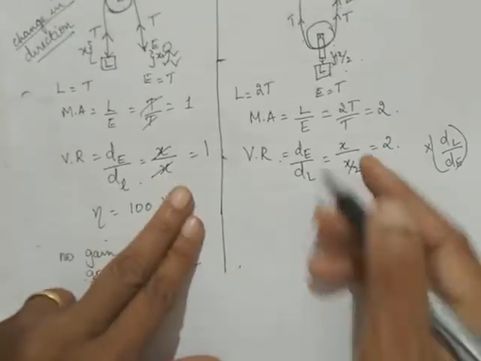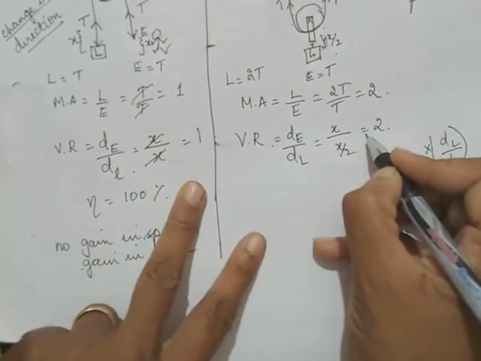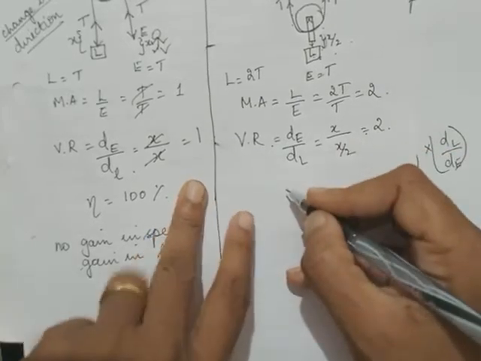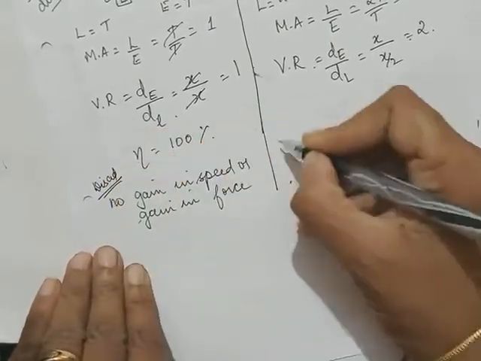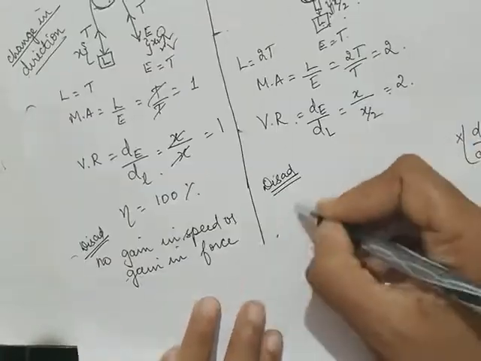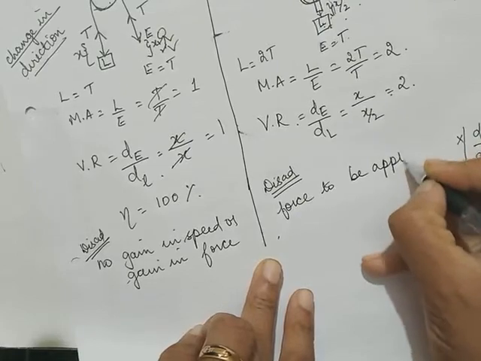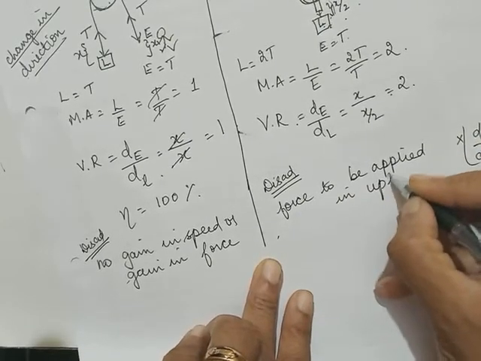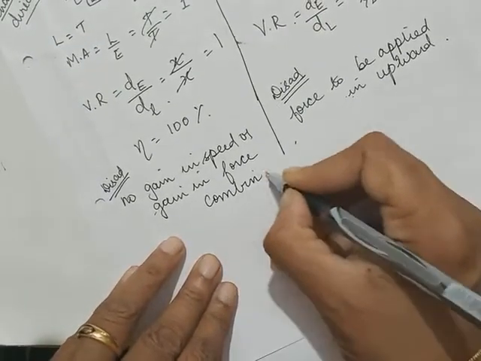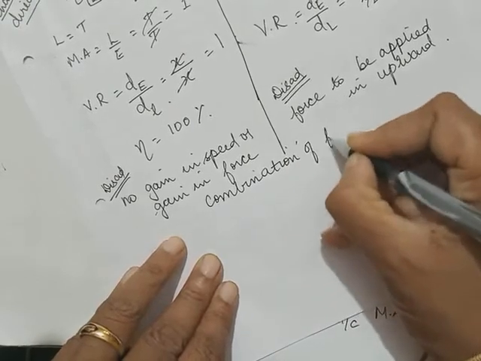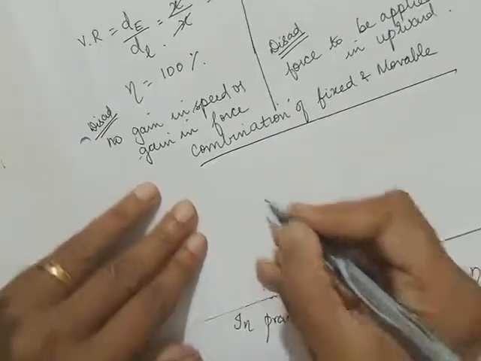Now in this case, it can be used as a force multiplier as well as a speed multiplier. But what is the disadvantage? Again, force has to be applied in the upward direction. So to overcome this, what do we use? A combination of fixed and movable pulley.